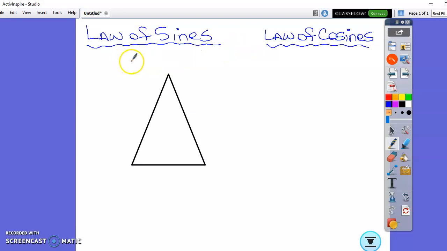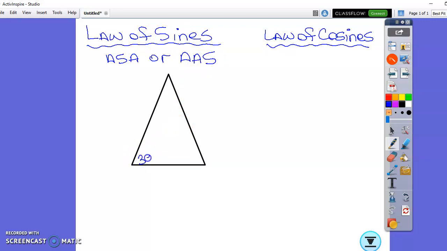The law of sines will be used when we have some triangular congruency relationships. For example, if you can look and see that you have two angles and an included side going on, or when you have two angles and a non-included side going on in the given information, then we use the law of sines. So let's do an example of that.